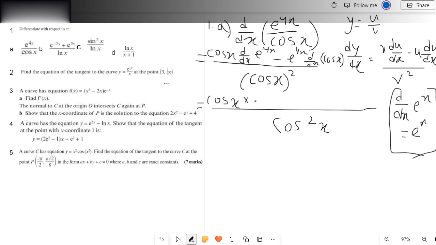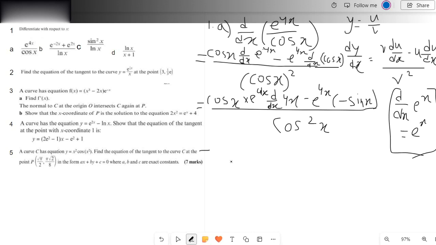So we can write that as e to the power 4x. Because we assume that 4x is a single function, we have to multiply it by the derivative of the inner function, which is 4x again, according to the chain rule. Then we subtract e to the power 4x multiplied by the derivative of cos x, and if you remember my previous video, d/dx of cos x is minus sin x.